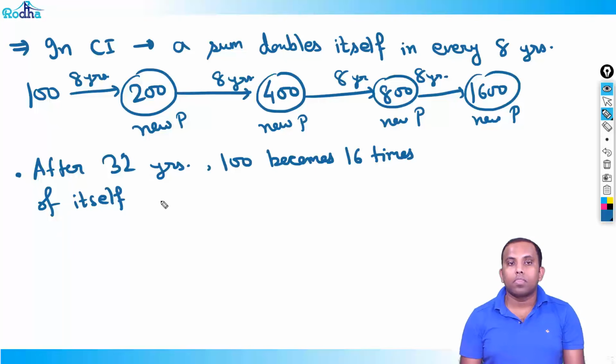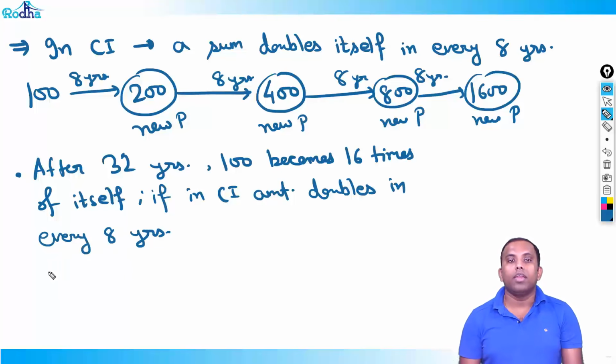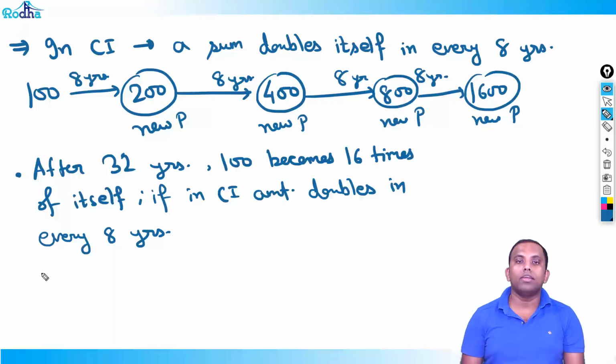If in CI the amount doubles in every 8 years, this is what will happen. This is a concept. So now let's do a problem here for SI.